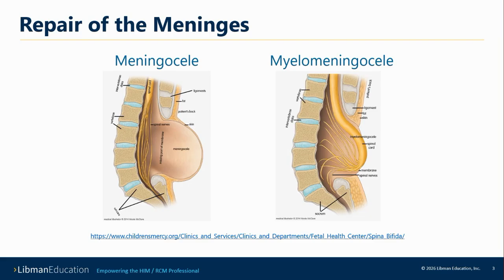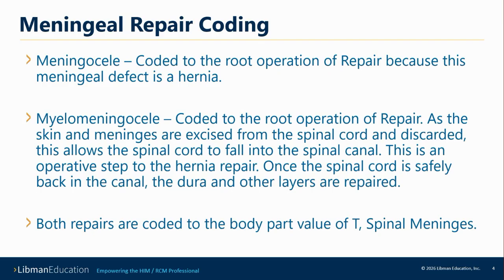Then on the right side, you see the myelomeningocele. In this condition, the spinal cord is also bulging out into the hernia sac, along with the meninges. The name indicates that both the spinal cord and the meninges are involved. As we talk about the coding, we need to think of these as hernia defects. Both of these repairs are coded using a body part value of T for spinal meninges.